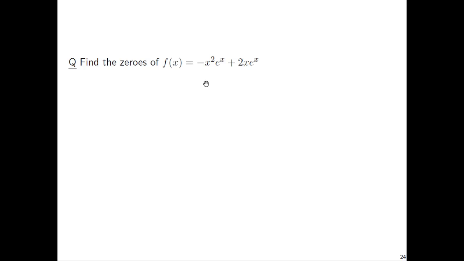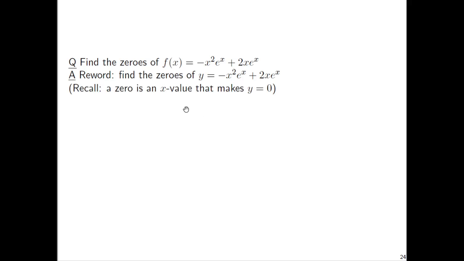Okay, let's find the zeros of f of x equals negative x squared times e to the x plus 2x times e to the x. Finding the zeros, we could replace the f of x with a y. Just a reminder that a zero is an x value that makes y equal to 0. So we'll set y equal to 0 here. And now there's already a 0 on one side. This really suggests we should factor the other side.